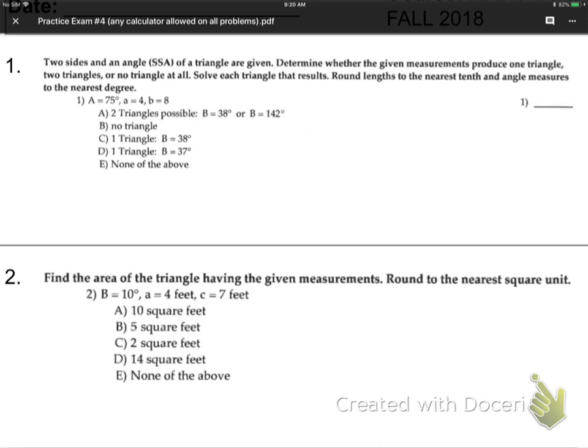So 2 sides and an angle of a triangle are given. Determine whether the given measurements produce 1 triangle, 2 triangles, or no triangle at all. Solve each triangle that results, round the lengths to the nearest tenth, and angle measures to the nearest degree.